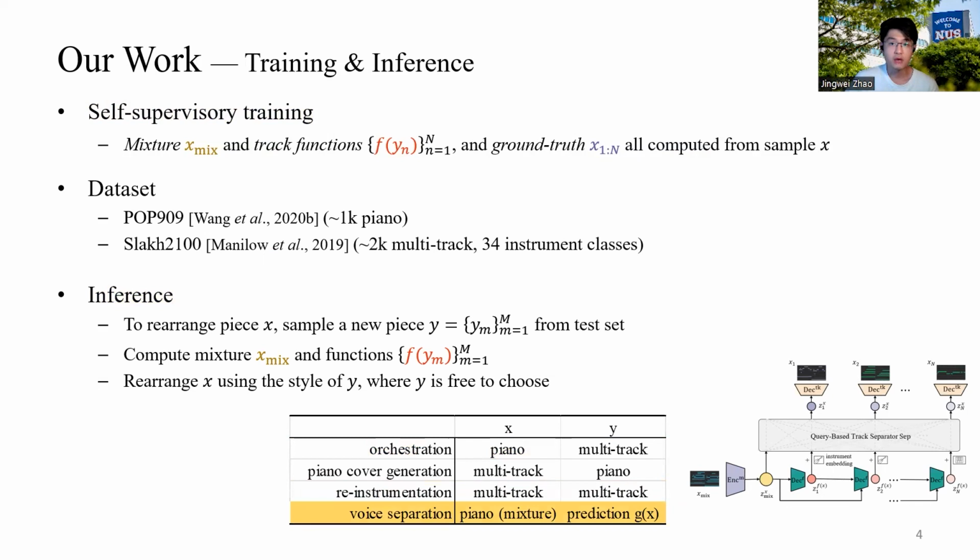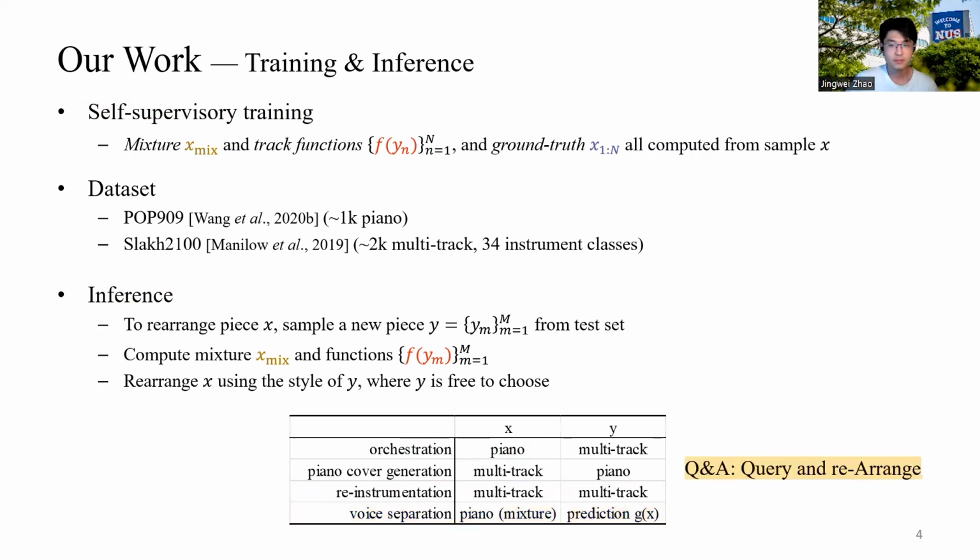By extension, if we don't select Y from existing pieces, and instead predict track functions directly from the input mixture and use them to separate the mixture, then we can also address voice separation. We name our model Q&A, which is short for query and rearrange. It means that we simply query the mixture with certain track functions and will rearrange the piece.